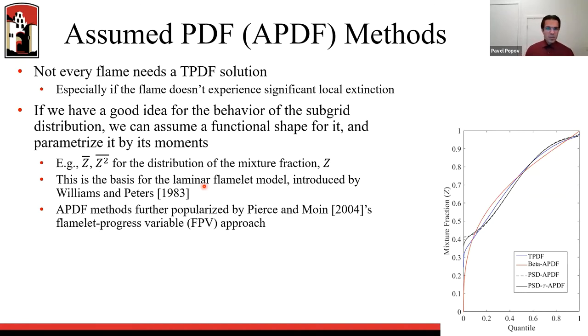And assumed PDF methods were further popularized by Peters and Pitsch's flamelet progress variable approach from 2004, in which Peters and Pitsch extended the laminar flamelet model, which was primarily for non-premixed flames, to be applicable to situations where the flame is partially premixed by including a progress variable.